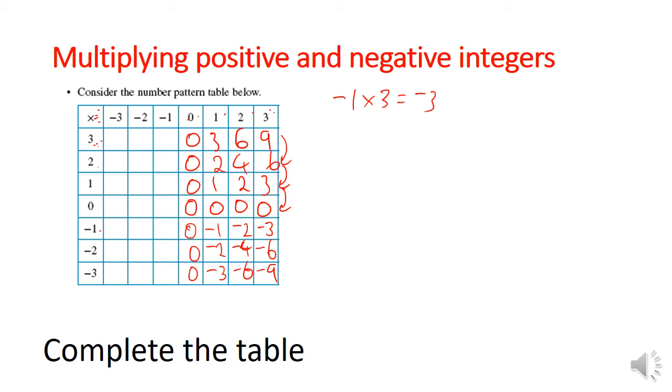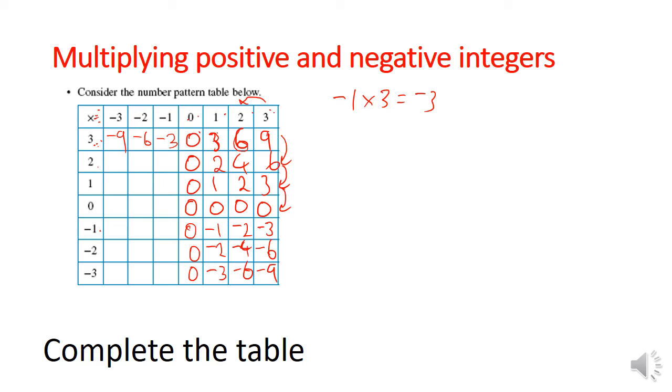Now we can also use our patterns going horizontally. So going back this way, you can see that going from 9 to 6, it's going down by 3, and from 6 to 3, it's going down by 3, and from 3 to 0, it's going down by 3. So here would be negative 3, negative 6, negative 9.